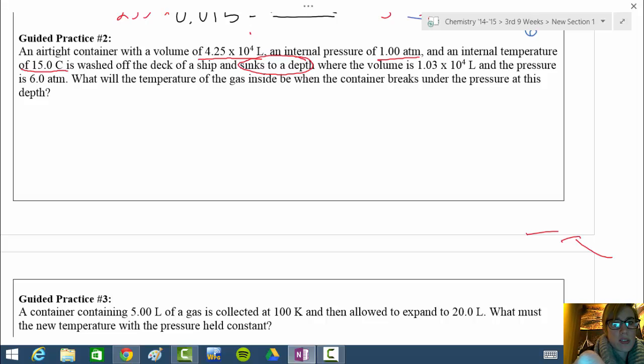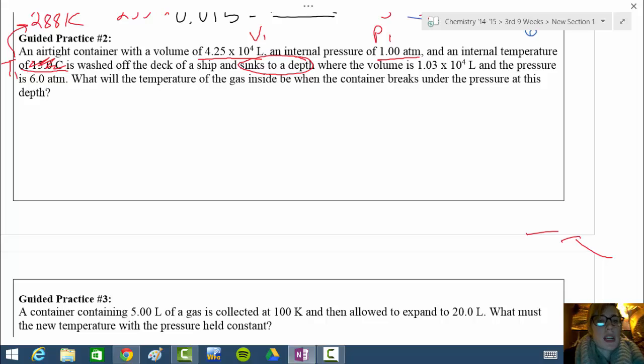So this is liters, so this is volume 1. This is atm, so this is pressure 1. And this is degrees C, so this is temperature 1. I'm going to go ahead and stop and convert this temperature to Kelvin. Remember, we always add 273 to Celsius to get Kelvin. So this is really 288 Kelvin.